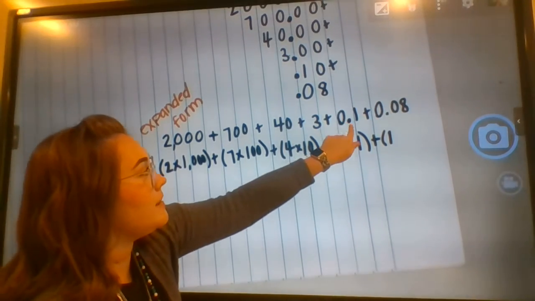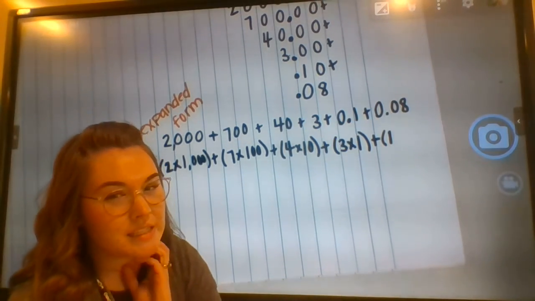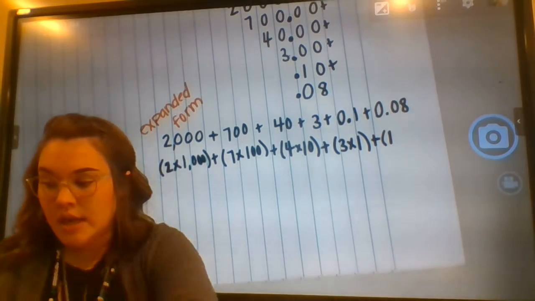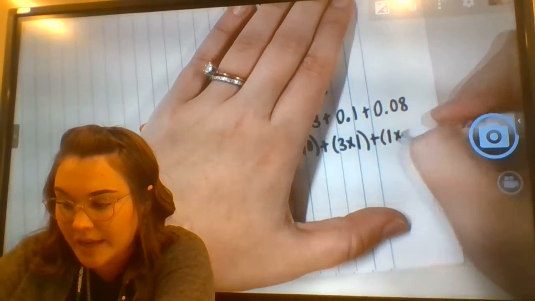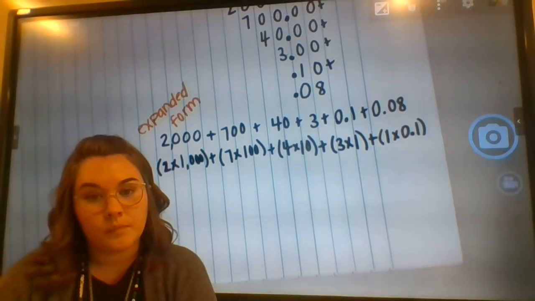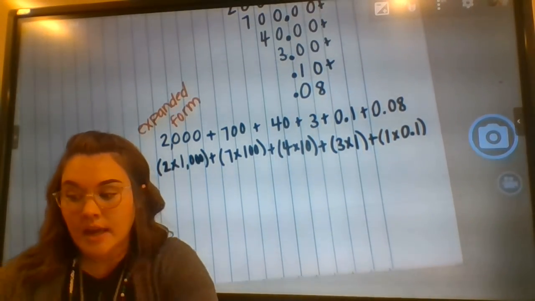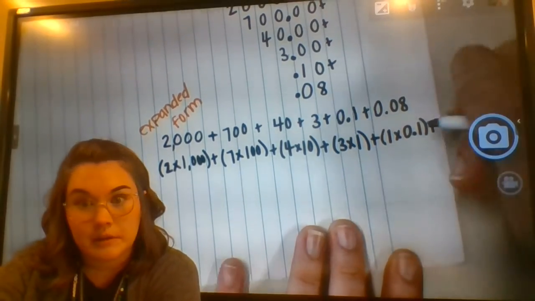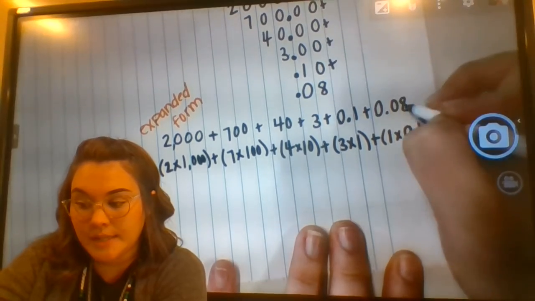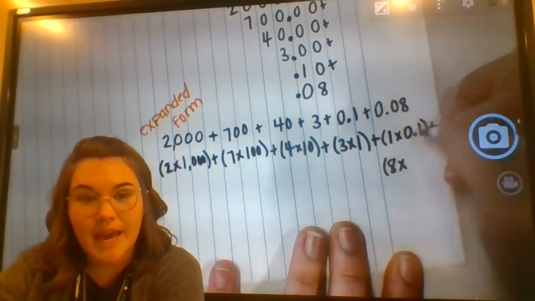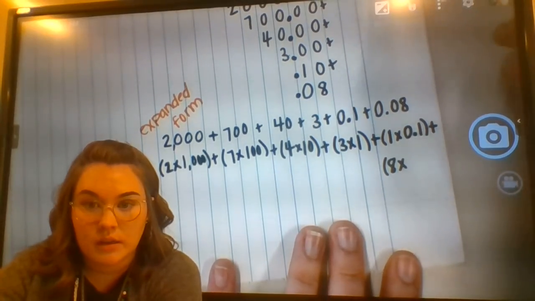We have our 1 in the what place? The tenths place. So we're going to multiply it by a tenth. And that's what a tenth looks like. And then, I'm running out of room, guys. I'm going to bring it down below. We've got to bring down this 8. So we're going to do 8. And we're going to multiply that 8 by whatever place value it's in.